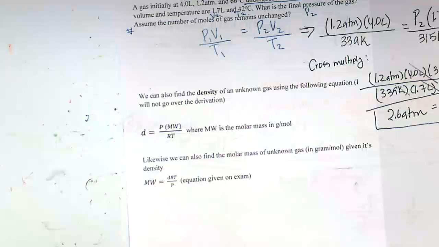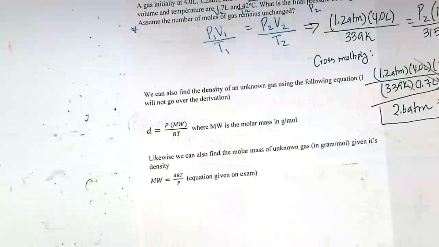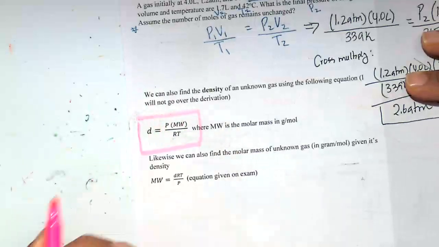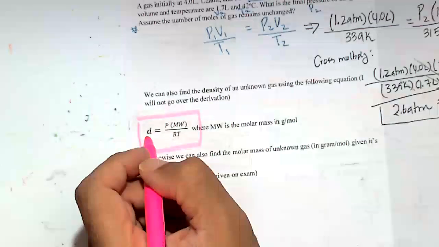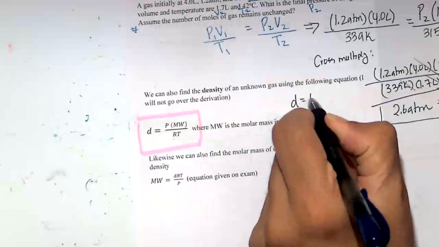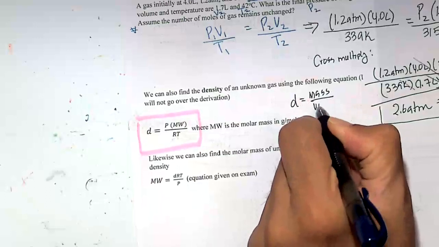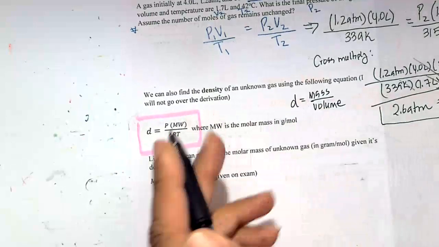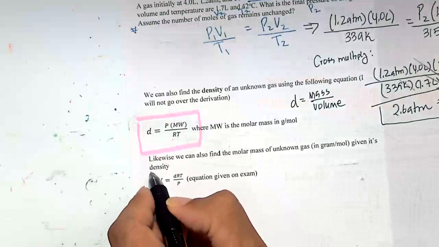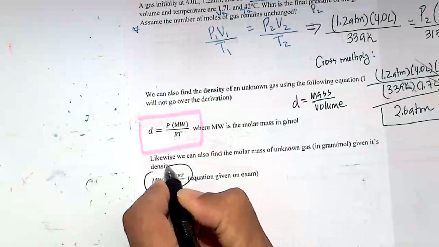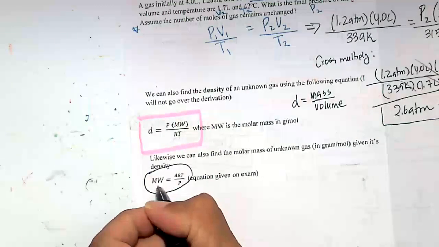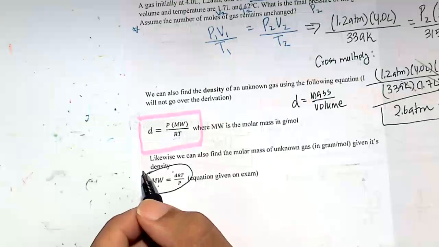All right, so here's an equation that I'll give you on the exam. You can actually find the molecular weight of the gas if you know the density. Okay? If you know the density, what is density? It's mass over volume. Remember this? So if you know the density of the gas, you can get its molecular weight. Likewise, if you know the molecular weight of the gas, you can get its density.